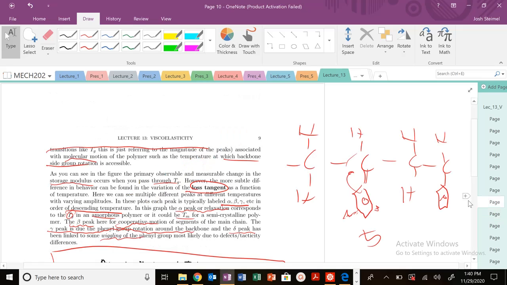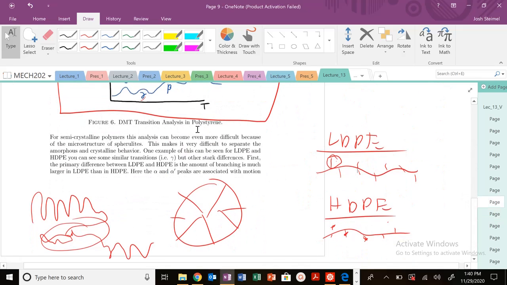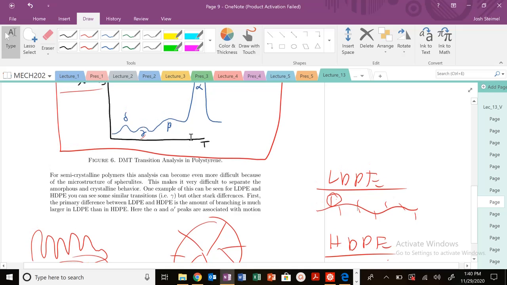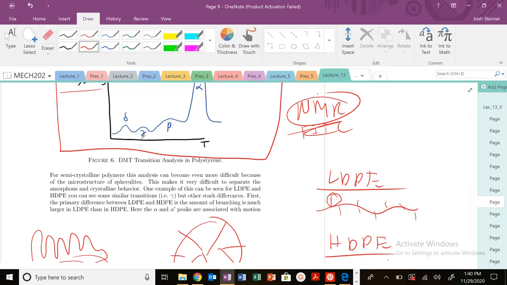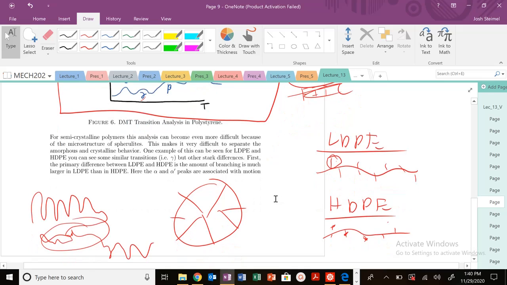Well, again, one of the things about this analysis is that unless you use NMR or some of these other techniques, NMR specifically, you're not going to be able to deduce which motion is due to what part of the polymer, but you could estimate it based on the available thermal energy. So we can see some similar transitions.